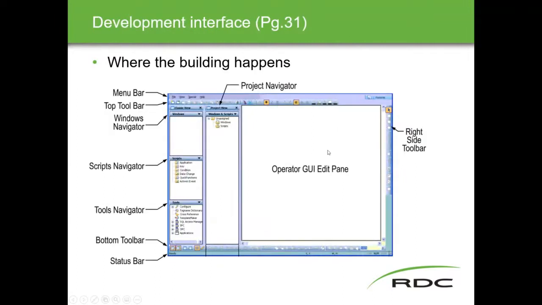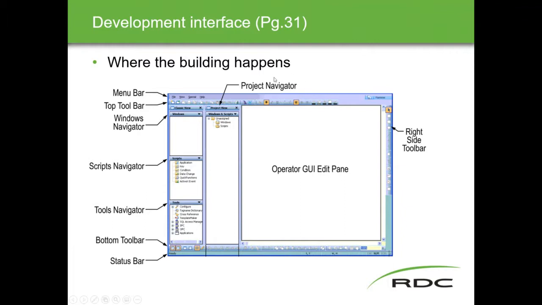Okay, development interface. This is a picture of a typical type of development interface here. All kinds of stuff going on, very specific again to the software manufacturer in terms of specific buttons and layouts, but they are all generally Windows style and have most of the basic stuff: menu bar, toolbars, Windows navigator, tools navigators, templates, and things like that can be over here. And then, of course, the main editing pane.